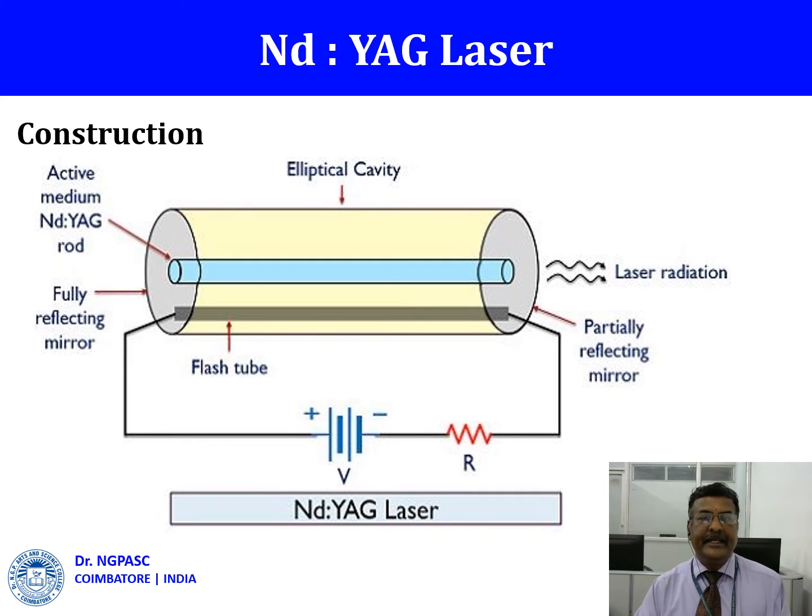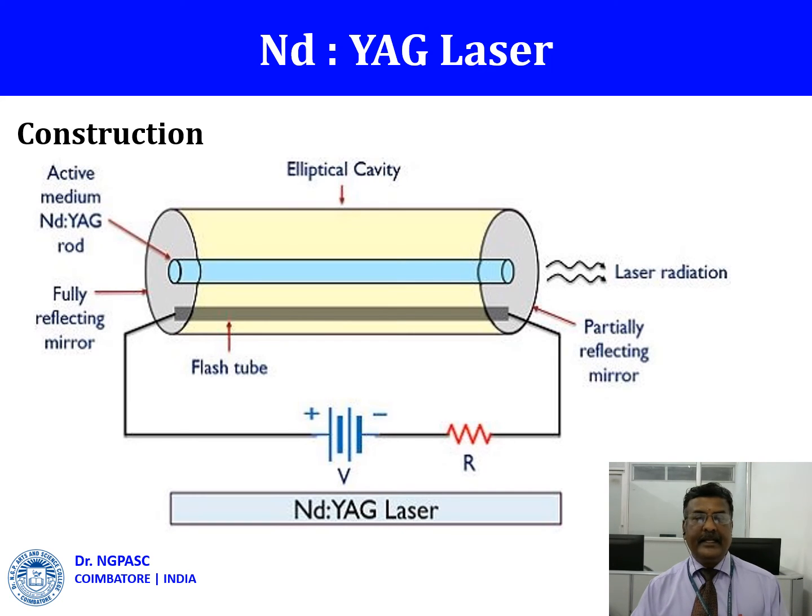Construction of the ND-YAG laser. It has an elliptical cylindrical cavity. The name itself says it, and by looking at the diagram we can understand that the cylinder used for the ND-YAG laser is an elliptical cylindrical cavity. Because of its shape, it is named an elliptical cylindrical cavity. At the axis of the elliptical cylindrical cavity, the ND-YAG rod is placed.